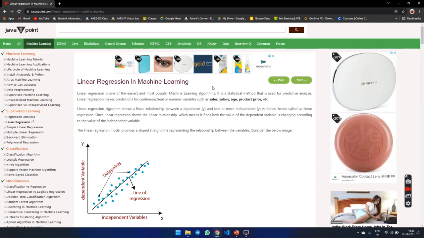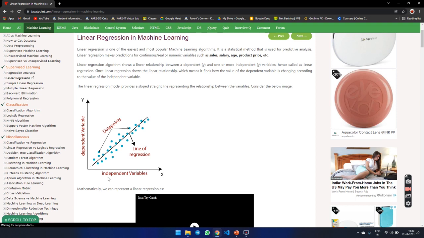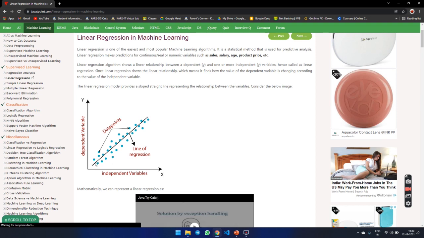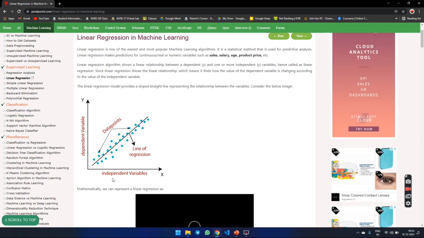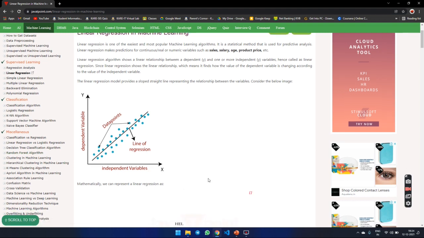Since linear regression shows the relationship, it helps us find how the dependent variable changes according to the independent variables. The linear regression model provides a sloped straight line representing the relationship between the variables. Here it is mentioned that this is the straight line, this is the dependent variable, and this line represents a regression. This is the data set, this is the data point. X is the independent variable, y is the dependent variable.